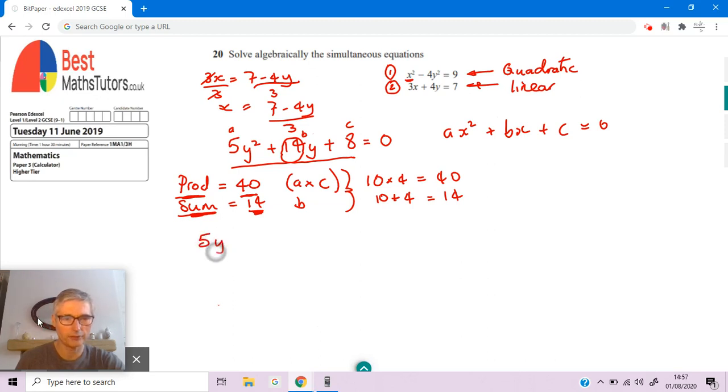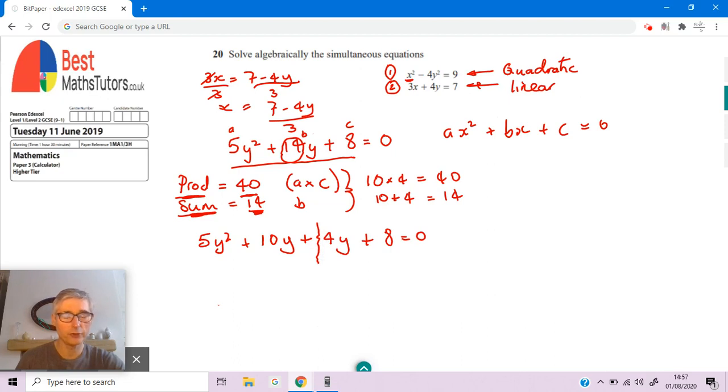I'm going to write it as 5y squared plus, now instead of the 14, we can say it's 10y plus 4y. We can see it's still the same equation because the 10 plus the 4 would still give us 14. And then plus 8 equals 0. And we can see we can try and split this up now into two halves.